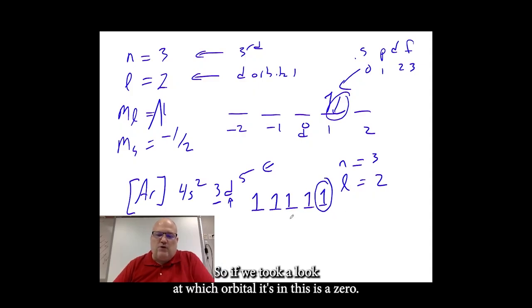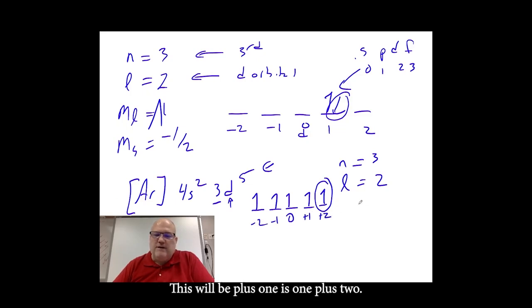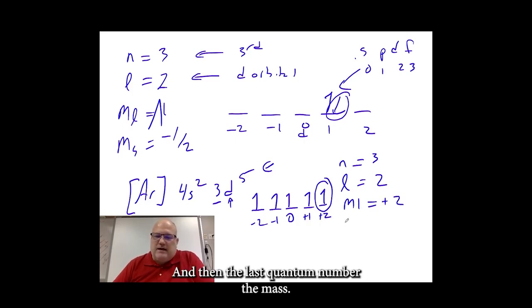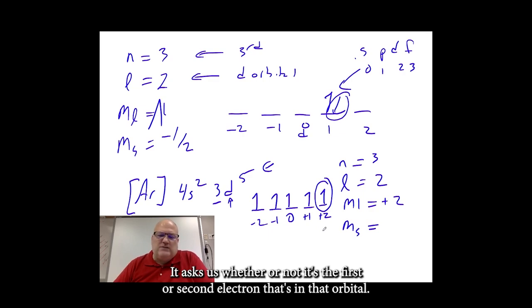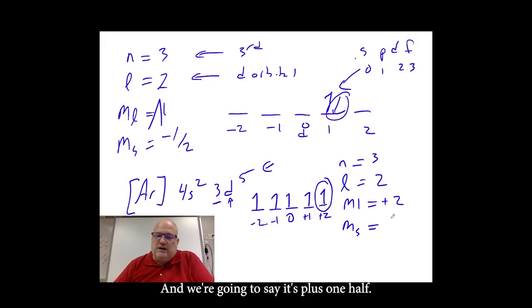So if we took a look at which orbital it's in, this is a 0. This is going to be -1. This is going to be -2. This is going to be +1. This is going to be +2. And our ml, in this case, would be +2. And then the last quantum number, the ms, it asks us whether it's the first or second electron that's in that orbital. And since this is the only electron in that orbital, it's the first one in there, and we're going to say it's +1/2.